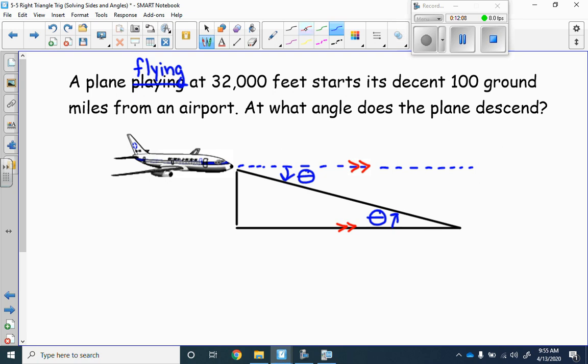All right, so a plane flying at 32,000 feet. So there's our height. And begins its descent 100 miles. It says ground miles, so that's going to be our bottom here. Now, one thing that has to happen in order for us to solve this problem correctly is you have to be in the exact same unit. So you're either going to need to convert to miles or convert to feet, whichever one you want to do. Just a side note here that 5,280 feet is equivalent to 1 mile.